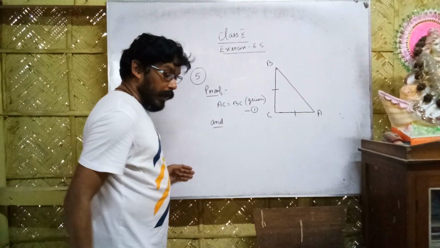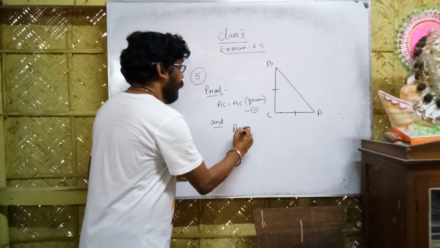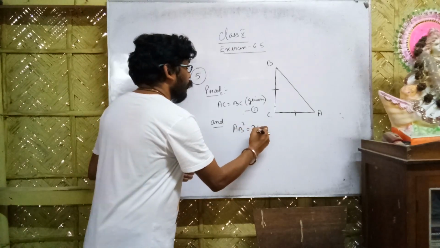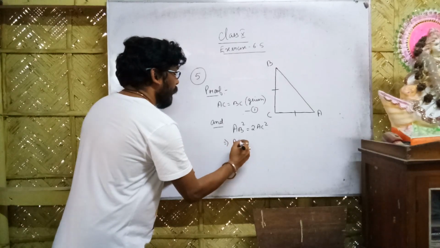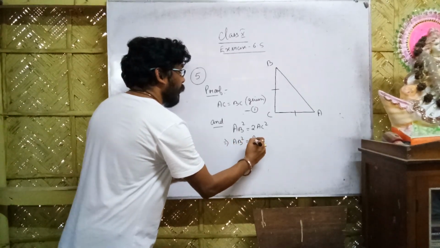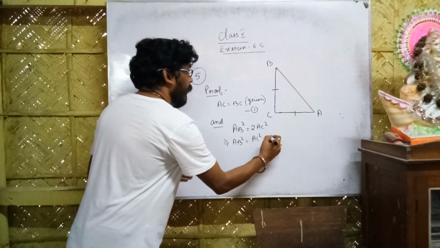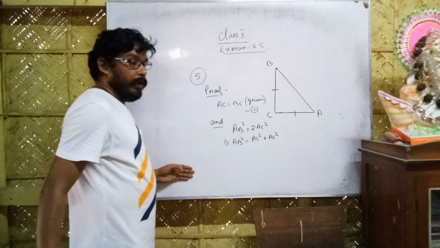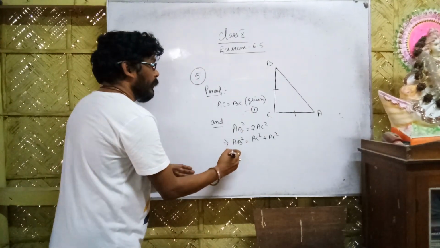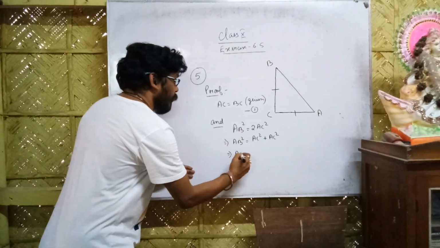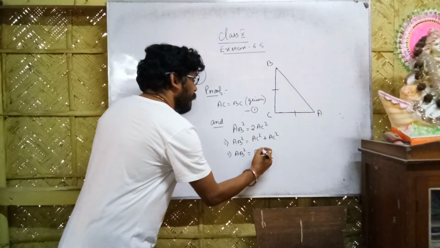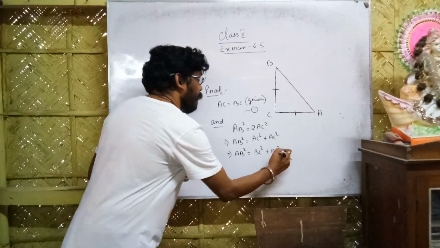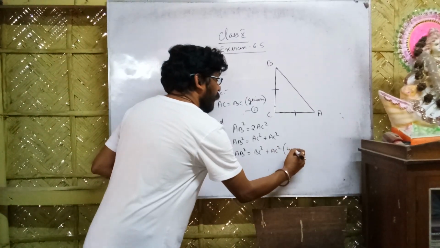There is another given part. It is given AB square equal to 2AC square. So in the next step, 2AC square you can write as AC square plus AC square, because AC square plus AC square will give 2AC square. So it is AB square. In place of one AC you can write BC, so BC square plus AC square.